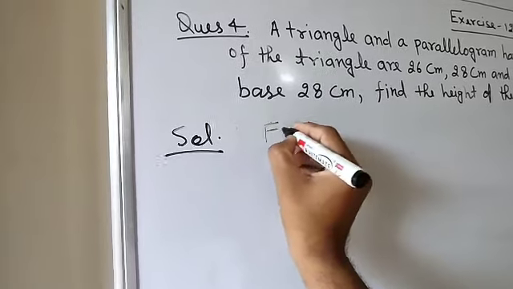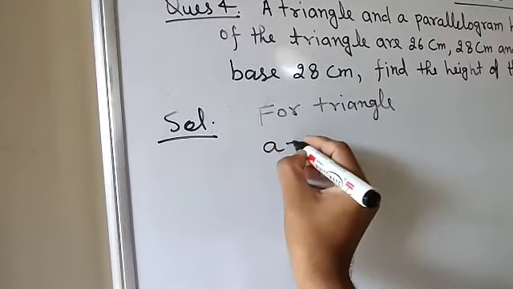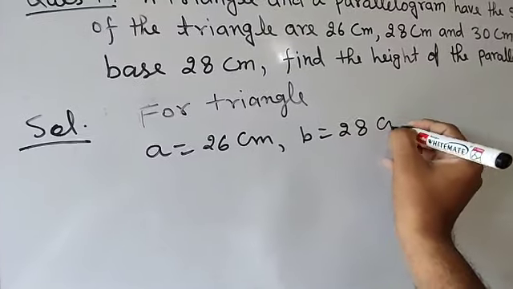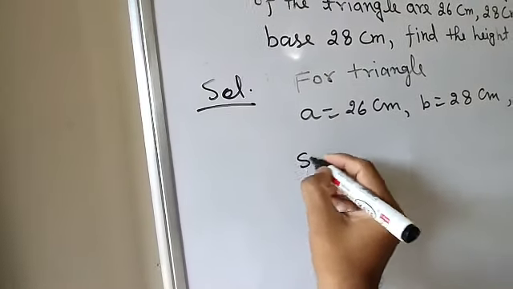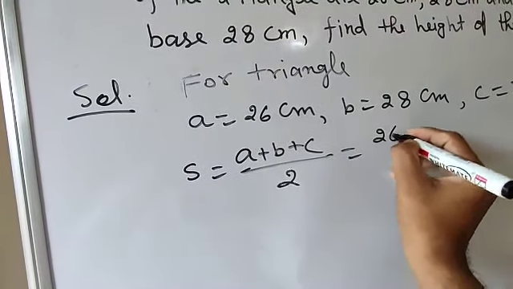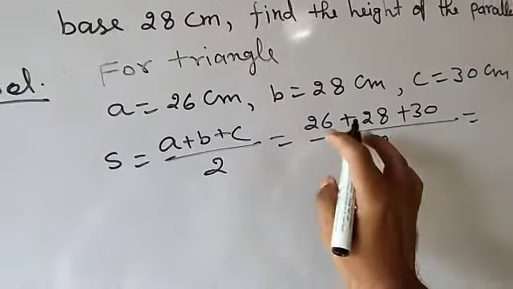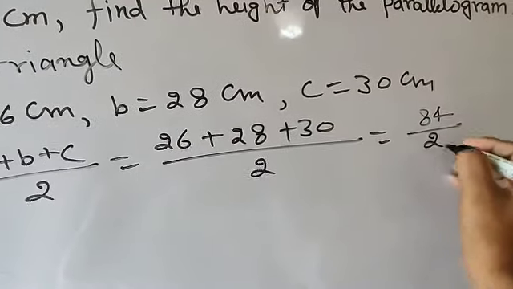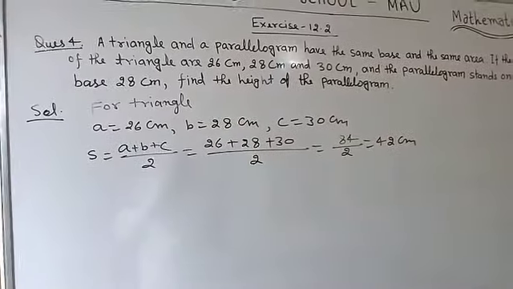So here for the triangle, three sides are given: A equal to 26 centimeter, B equal to 28 centimeter and C equal to 30 centimeter. Then you will find S. S equal to A plus B plus C upon 2, that is equal to 26 plus 28 plus 30 upon 2, which is 84 upon 2, that is equal to 42 centimeter. So here you got the value of S, that is 42 centimeter.